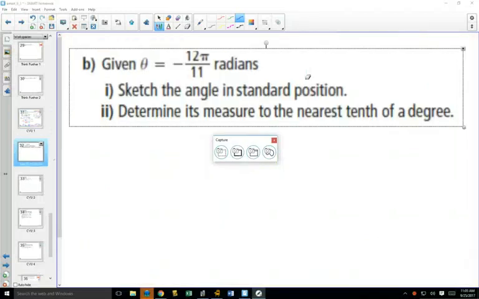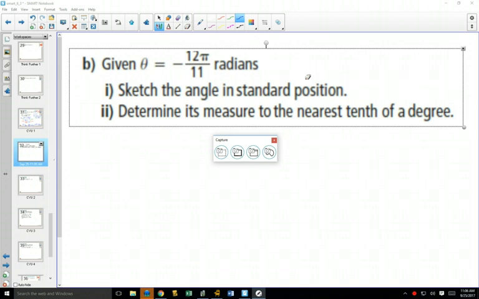All right, part B. Now we have negative 12 pi over 11. So just like degrees, when an angle is negative in radians, it means it's going in the clockwise direction, starting at the positive x-axis.